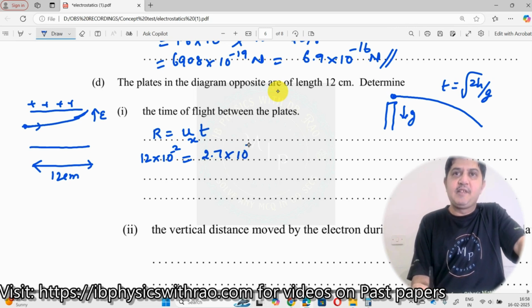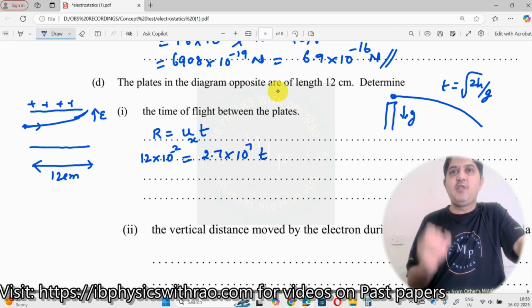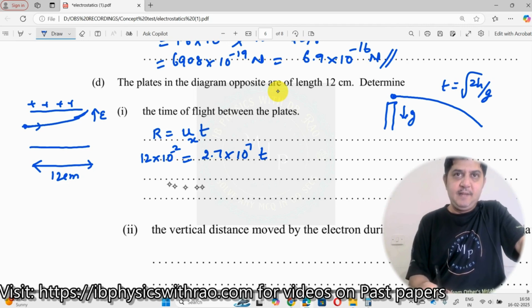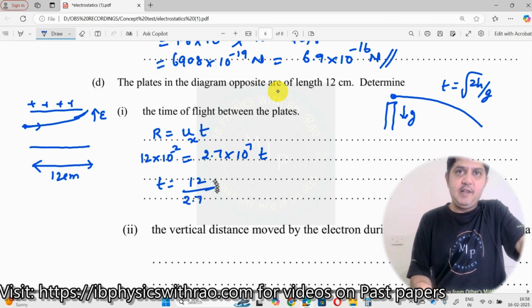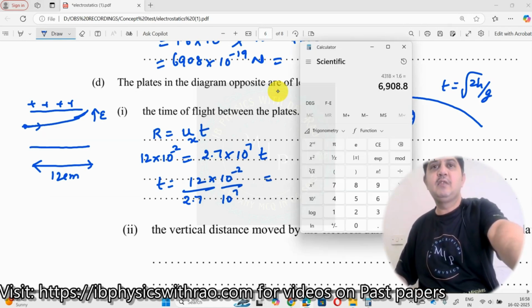2.7 into 10 power 7 multiplied by time theta. I do not know what the time theta is. I need to find this out. So therefore, t should be equal to 12 divided by 2.7 into 10 power minus 2 into 10 power 7. Let us do this value.